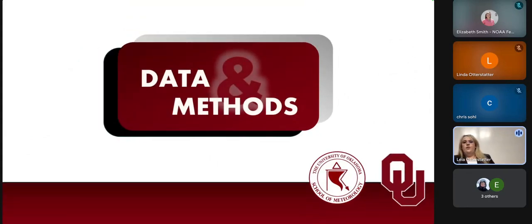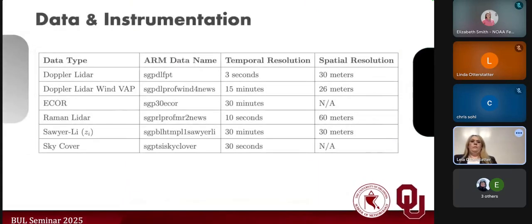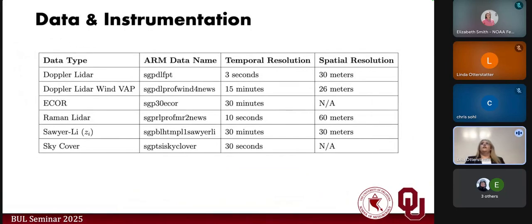So getting into our data and methods. This is our instrumentation. This table here shows all 6 instruments that we use. It ranges from Doppler LiDAR to value-added products from Doppler LiDAR, surface measurements, Raman LiDAR, as well as algorithms to find what we're looking for. And I will get into that in a little bit. But this has the ARM name, the data name, as well as the temporal resolution and the spatial resolution.